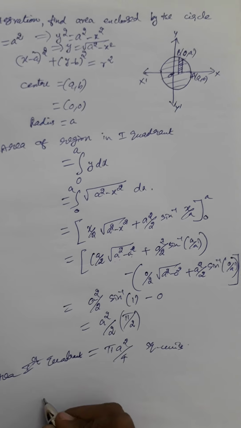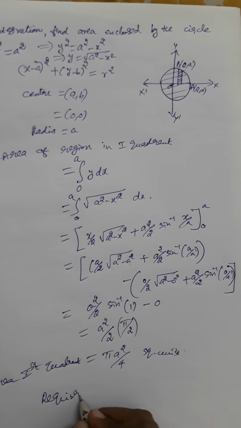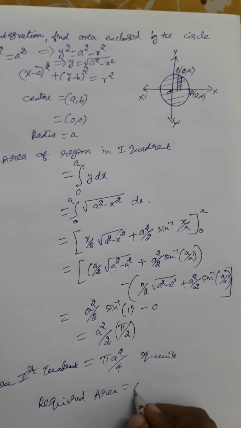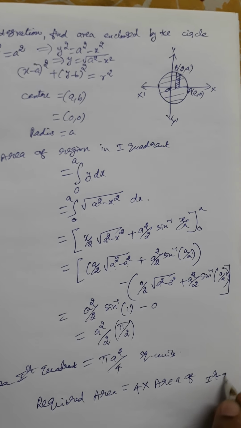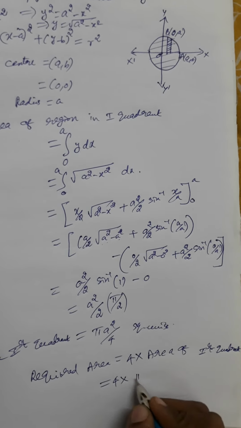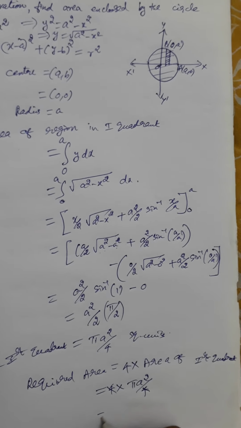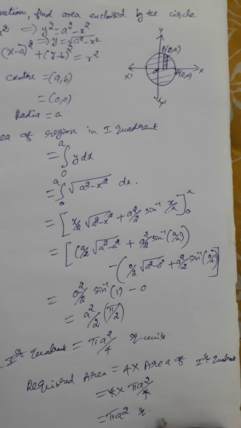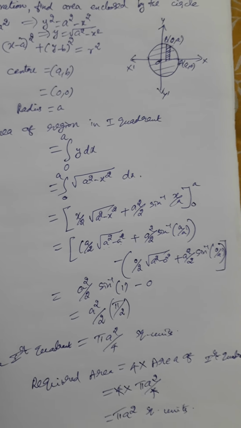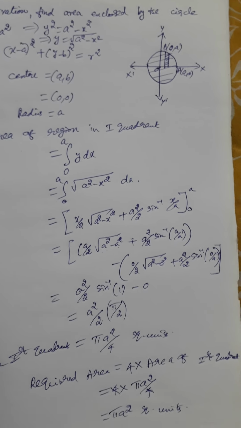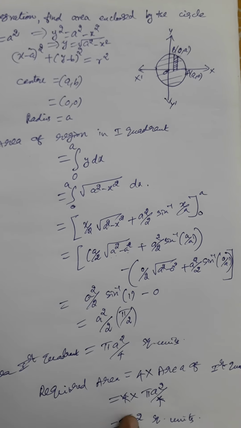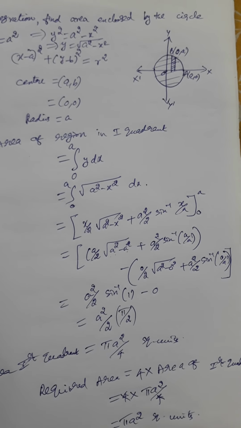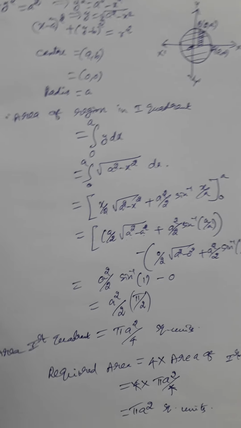Now the required area. How can we find the required area? We can multiply by 4: 4 into the area of the first quadrant. So equal to 4 into pi a square by 4. This 4 gets cancelled. So pi a square square units. So this is the answer for this question. Since here the region is symmetrical in all quadrants, therefore the answer is pi a square square units.